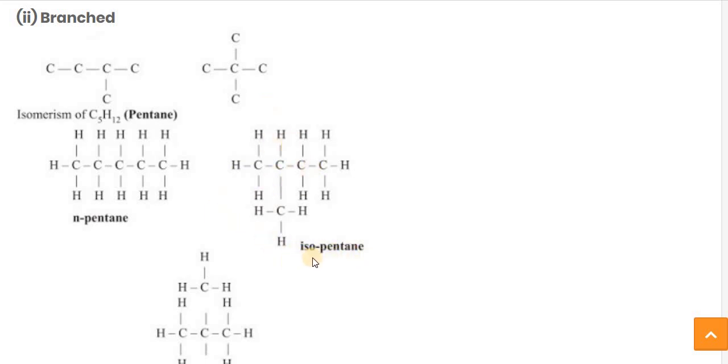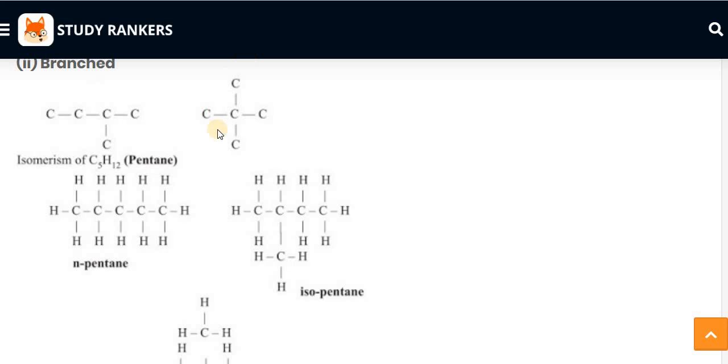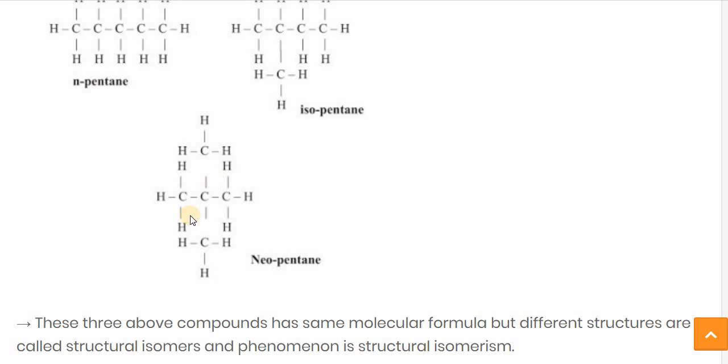So that was the example of isopentane. Now let's see neopentane. It's the same structure like this only. Here hydrogen, here hydrogen, each carbon possesses 3 hydrogens. So you get this kind of structure.